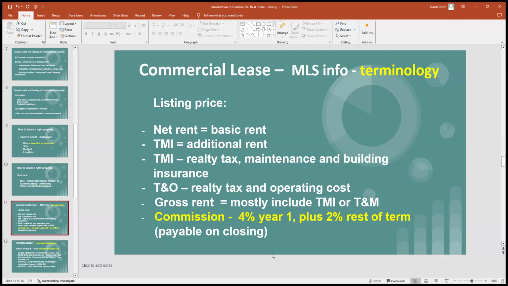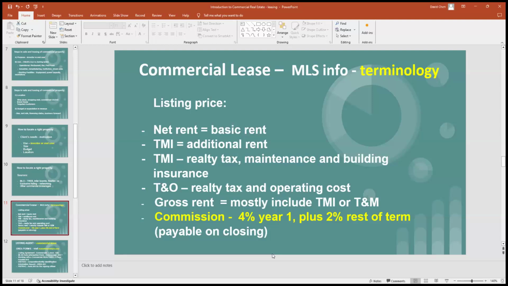Number one, we're always looking for what is the net rent. Net rent in an agreement to lease, sometimes they also call basic rent. That means whatever you pay that the landlord is asking for the net. They call it triple net. That means the basic rent. That's number one. Number two, in a listing you will always see TMI. TMI, sometimes they also say additional rent.